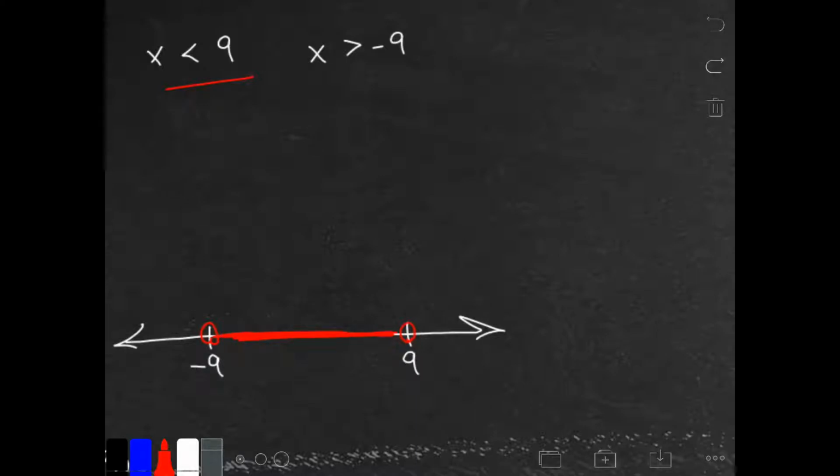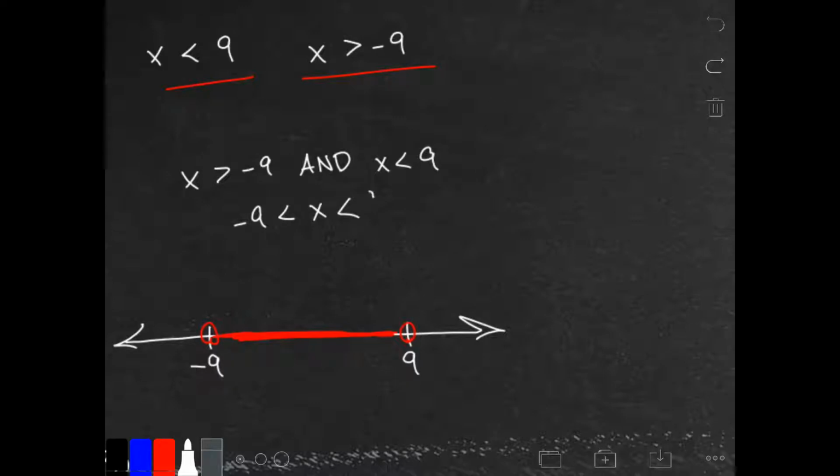So if you recall from our lesson on compound inequalities, two simple inequalities make a compound inequality. We have either an and statement and graph or an or statement and graph. So these are overlapping statements. This is actually an and compound inequality. So we can write our solution as x is greater than negative 9 and x is less than 9. We could also write it as negative 9 is less than x, less than 9.